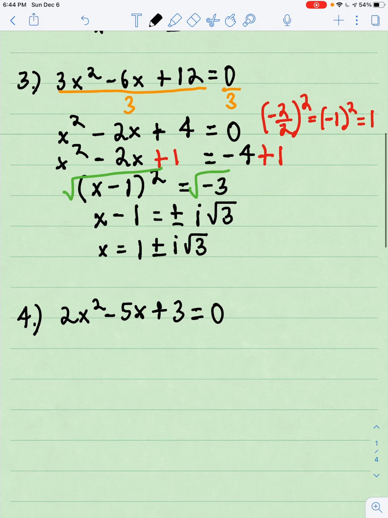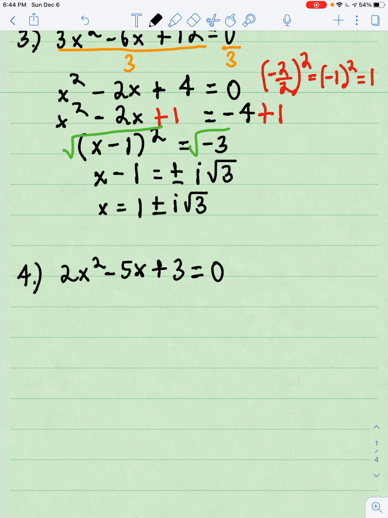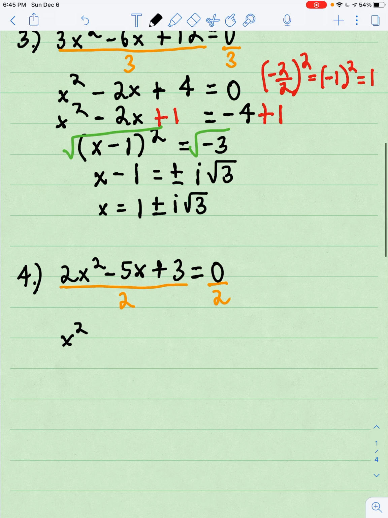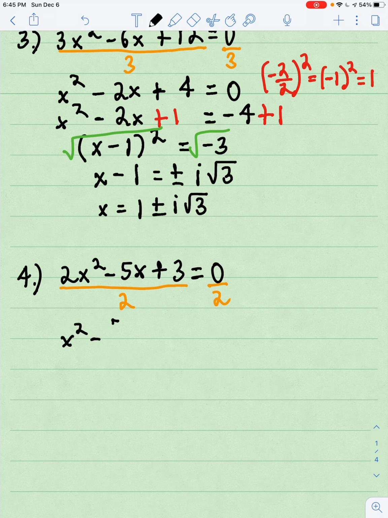Last example, we save the fun till the end. And in this case, like the last one, a is not 1, so we're going to have to divide the equation by 2 before we can complete the square. When we do that, that gives us x squared minus, we're not going to go to a decimal form.